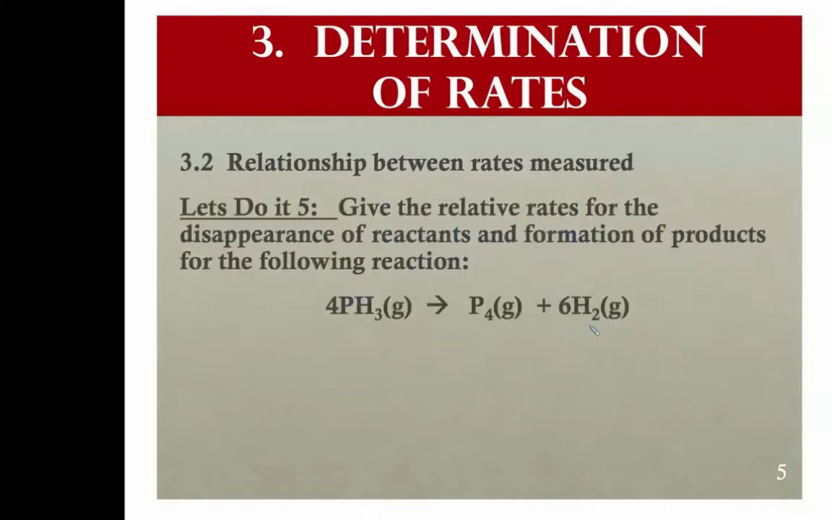So let's try a couple more very quickly. We want to set that up for this particular reaction. So it says give the relative rates for the disappearance of reactants and formation of products. So let's take a look at this. This is our reactant, so I need a negative 1/4. And I'm going to use our simplified way of doing this, if my Mimeo will cooperate. The rate with respect to PH3.